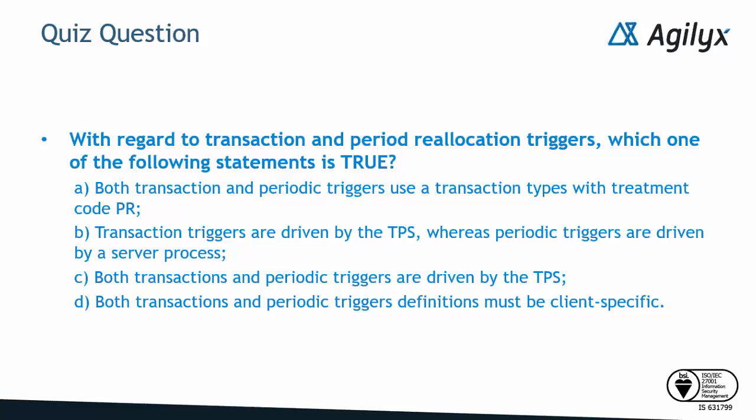Okay, so again, as I said, it's a quiz question. With regard to transaction and period reallocation triggers, because we have some triggers where if we define these triggers and the transaction is posted, it then triggers that posting, and it then adjusts the transaction according to what you define in that trigger. So you could have period reallocation triggers, and you could also have transaction triggers. With regards to transaction and period reallocation triggers, which one of the following statements is true?